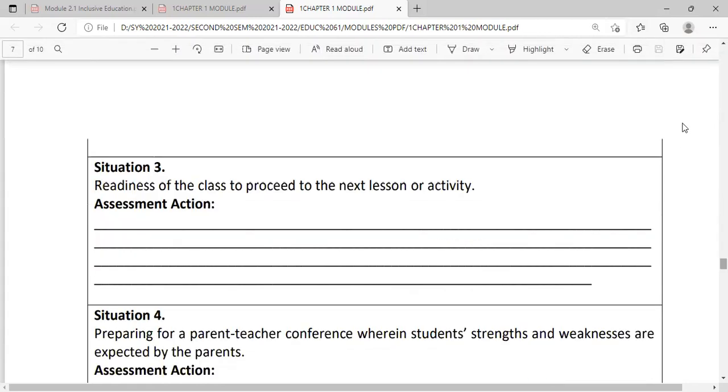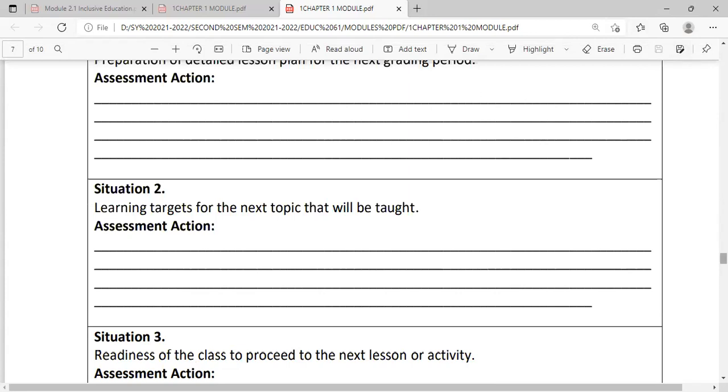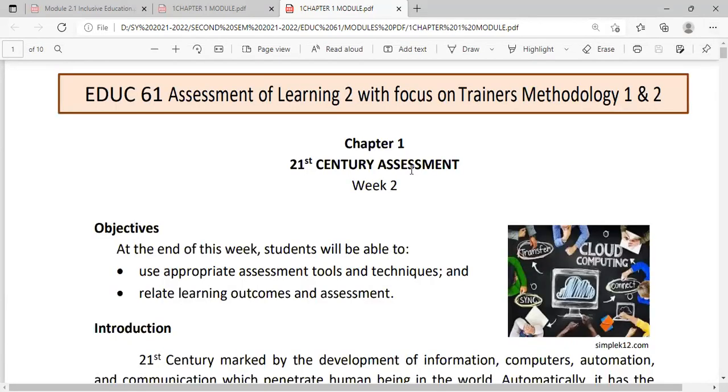So I hope that you have understood the characteristics of assessment. It is a somewhat long topic because it covers our 2 days of meeting this week. So we are talking about 21st century assessment. And yes, we need this as a foundation to become an effective and efficient teacher someday. So, congratulations for finishing this module 1, our chapter 1 module, week 2.